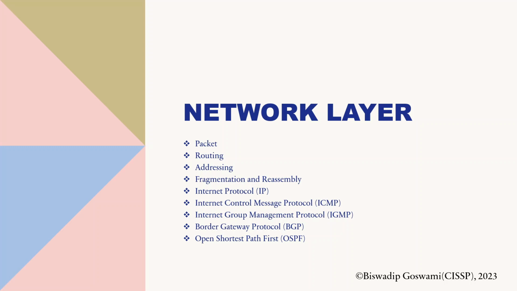IGMP, or Internet Group Management Protocol, is used by devices on a network to join and leave multicast groups. This allows them to receive data that is transmitted to multiple devices at once. BGP, or Border Gateway Protocol, is used for routing between different autonomous systems, or AS, on the internet. It is used by internet service providers to exchange routing information. Open Shortest Path First, or OSPF, is a protocol used for routing within a single autonomous system. It is often used in large enterprise networks.